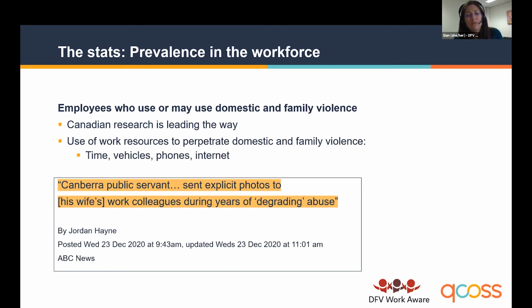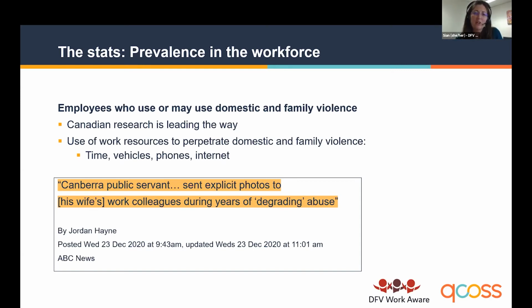So what we've found is that Canada is leading the way in researching use of domestic and family violence by employees. A 2012 Canadian study, so a little while ago now, found that around 35%, or a third or so, of male offenders enrolled in a men's behaviour change program used workplace resources to perpetrate the violence. So that included use of work phones, internet and vehicles. And you can imagine if there isn't a policy around what misuse of resources might mean, there's a gap there within organisational policies.